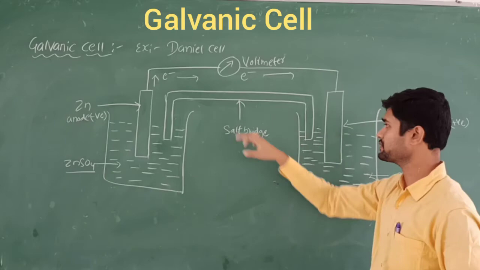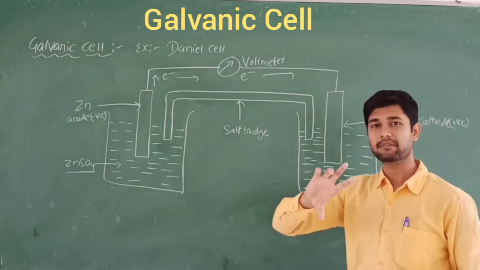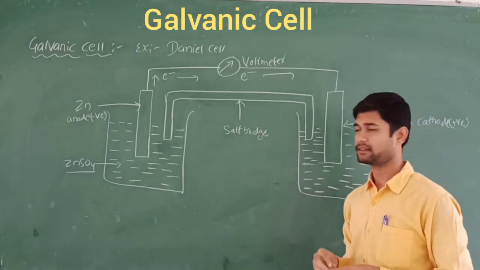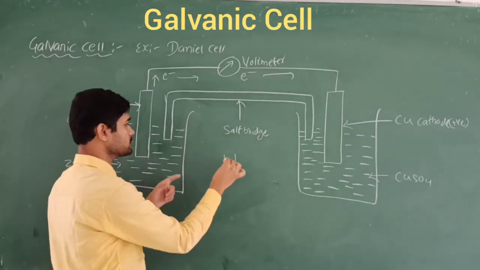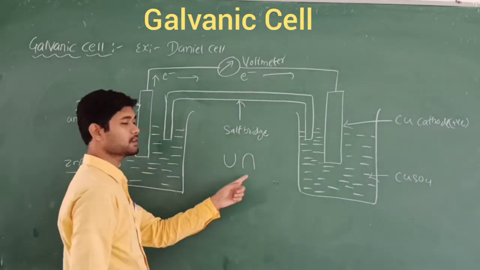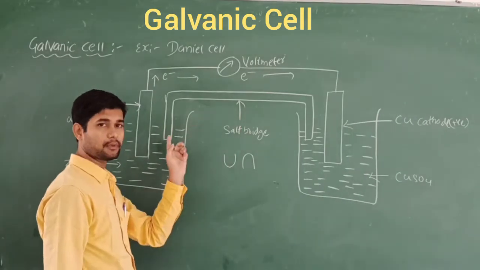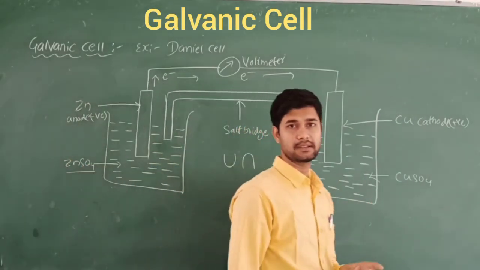So how will the salt bridge be? The salt bridge is nothing but the reverse order of this U, right? So if you write this U, how will the salt bridge be? It is the reverse of the U. They are going to be internally connected with these containers.